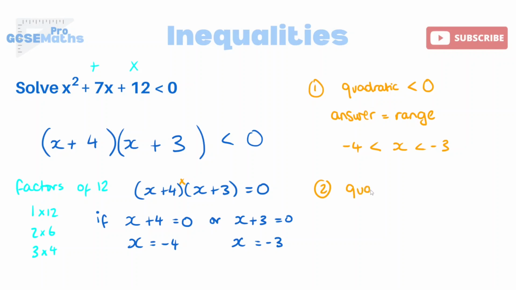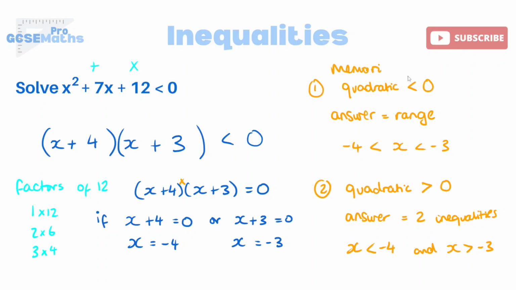But if your quadratic, which we will see another example of next, has the inequality symbol facing towards it rather than the 0, your answer has to be 2 separate inequalities. I'll show you, for example, if it were these values, we need x to be smaller than the smallest value, so x is less than -4, and x is greater than -3, which is the bigger value. So if you want to go based off of memorization, this is what you need to memorize.